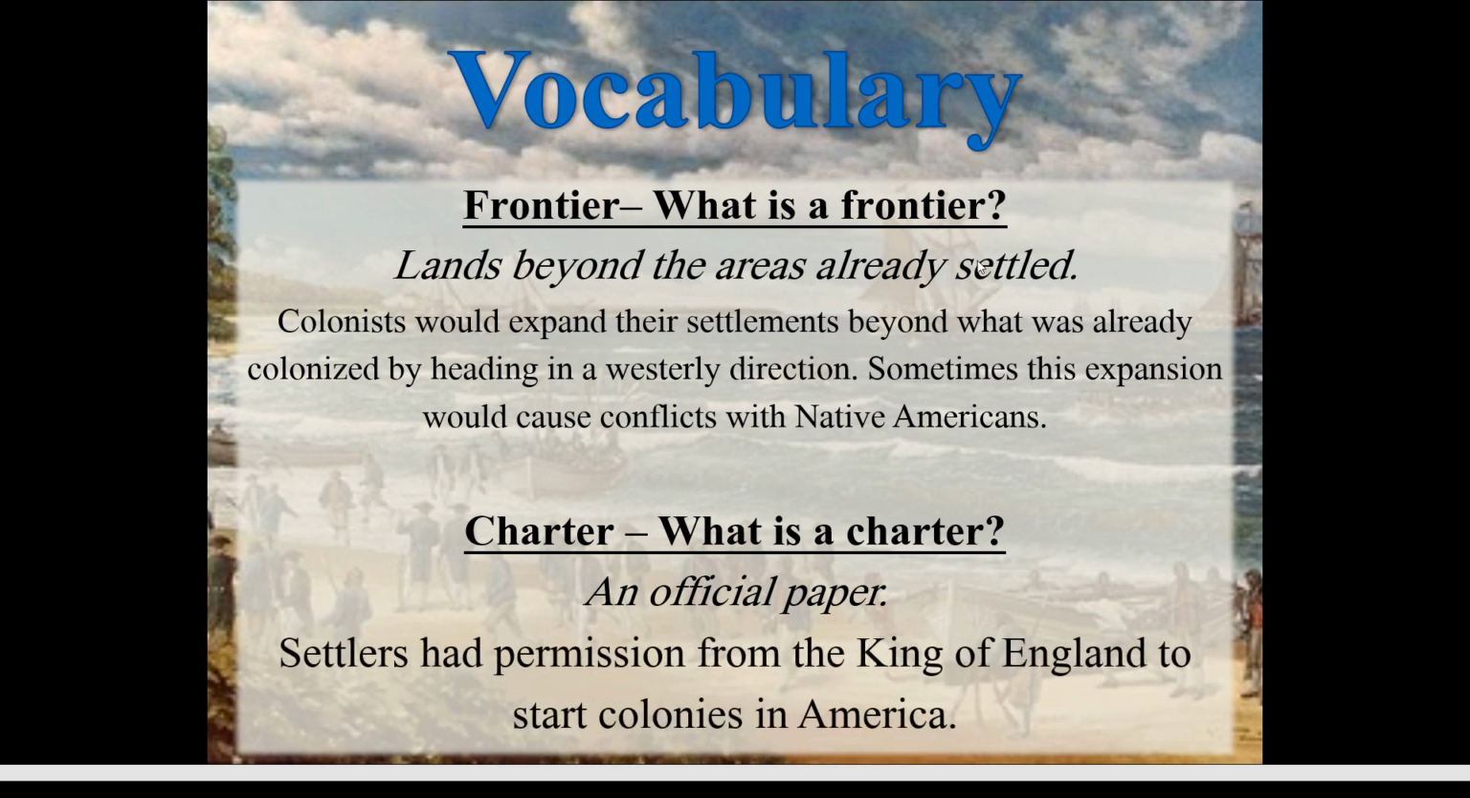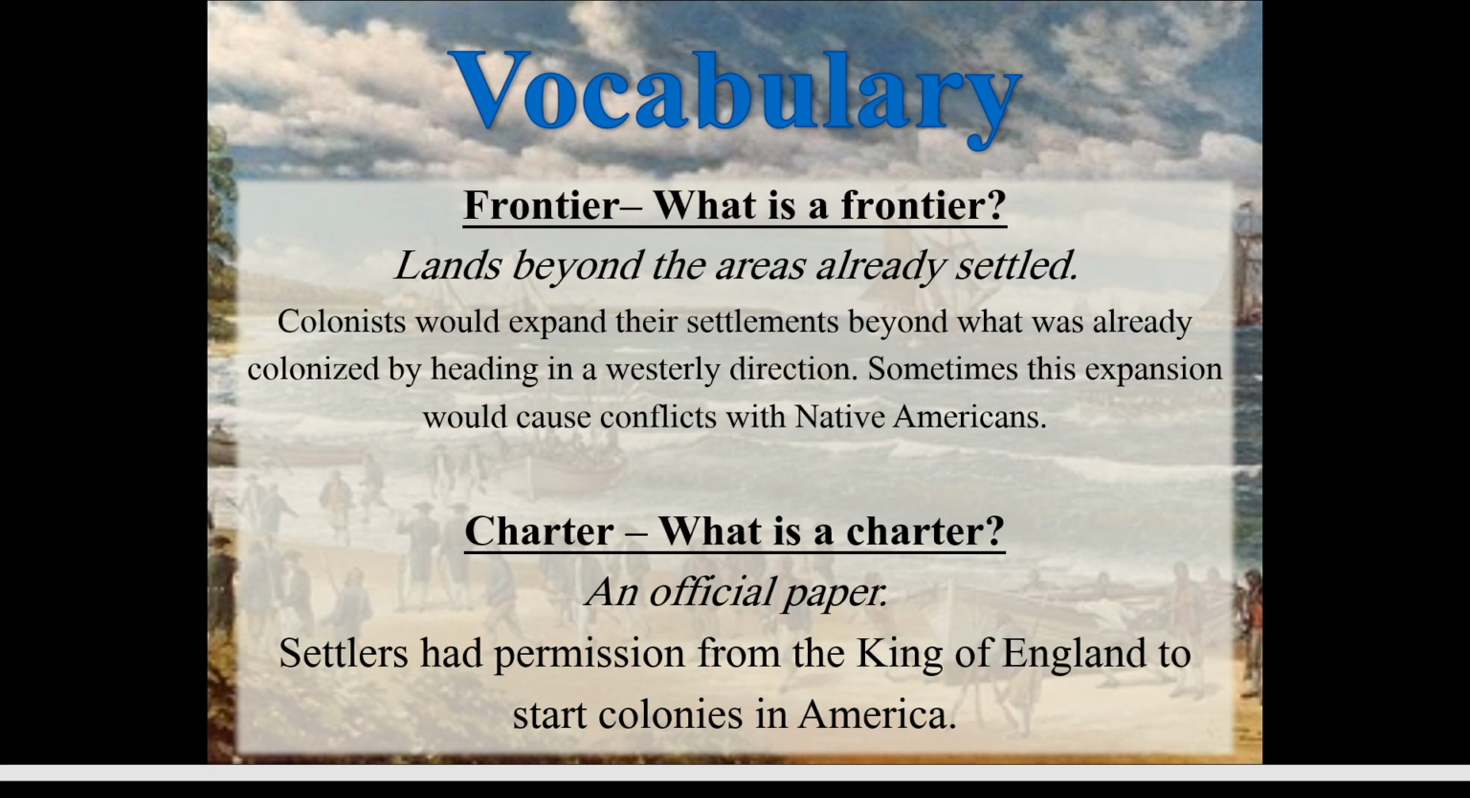So frontier is basically places that already have settlers living there. Okay, so the next word is charter. What is charter? It's an official paper. Settlers had permission from the King of England to start a colony in America. So basically, a charter is just an official document with the king's stamp and everything, right?